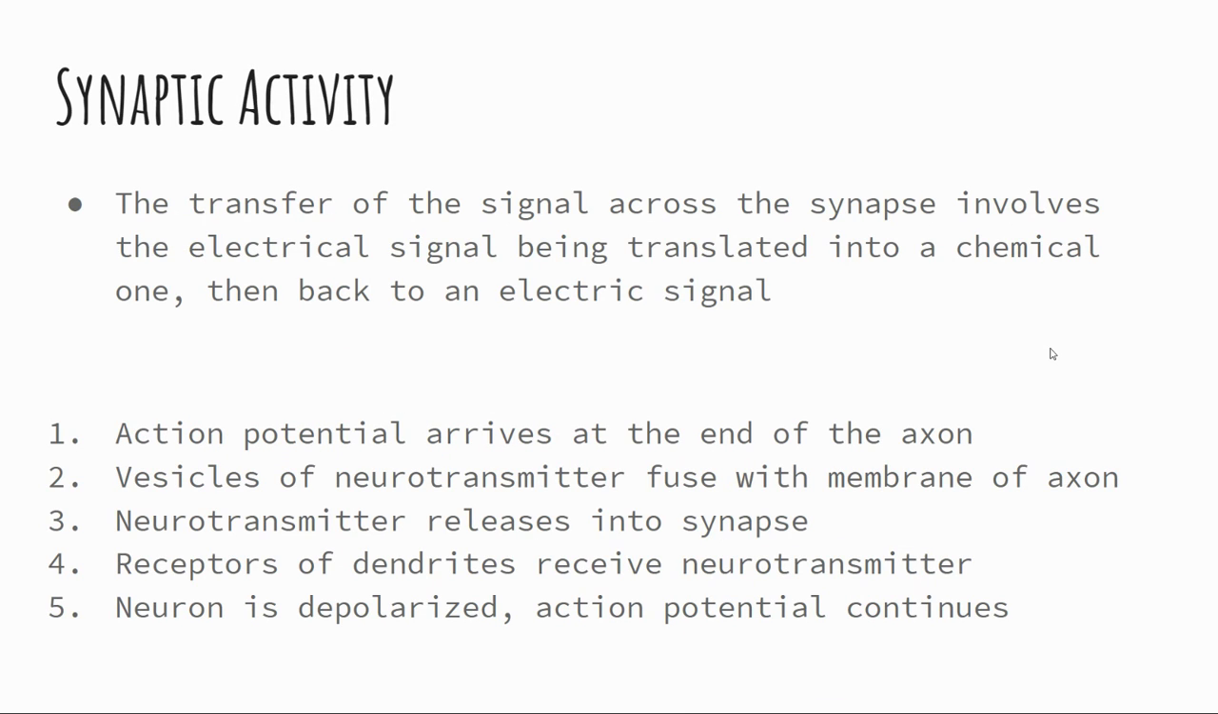Synaptic activity. This is the transfer of the signal across the synapse, which involves the electrical signal being translated into a chemical one, then back to an electrical signal. So action potential arrives at the end of the axon, also known as the axon terminal. Vesicles of the neurotransmitter fuse with the membrane of the axon. Neurotransmitters release into the synapse. The receptors of dendrites receive neurotransmitters, and the neuron is depolarized and action potential continues. So electric current within the neuron, chemical message in the synapse, which is the space in between the neurons.